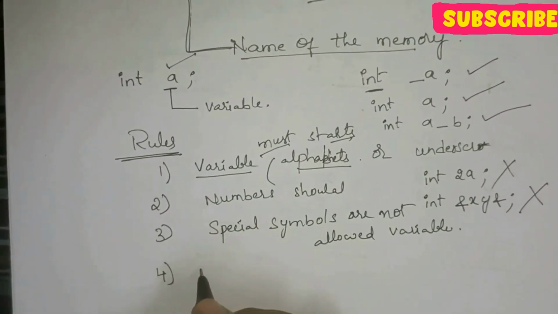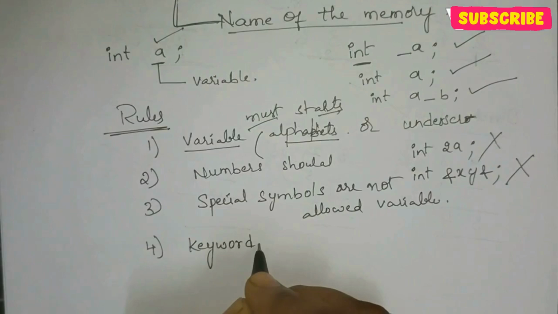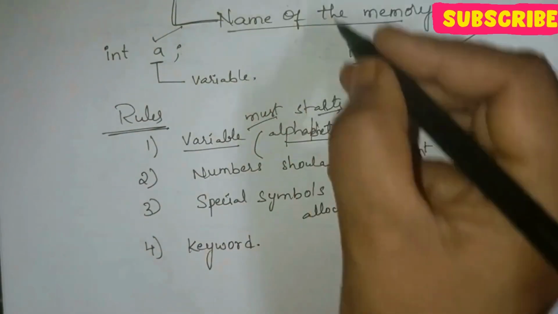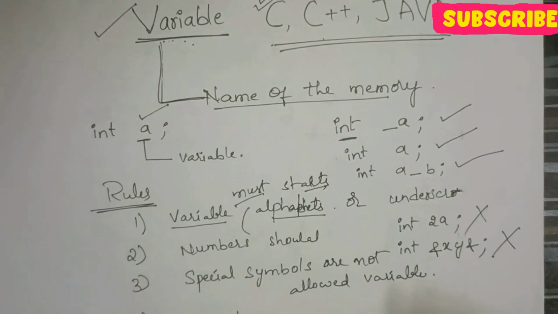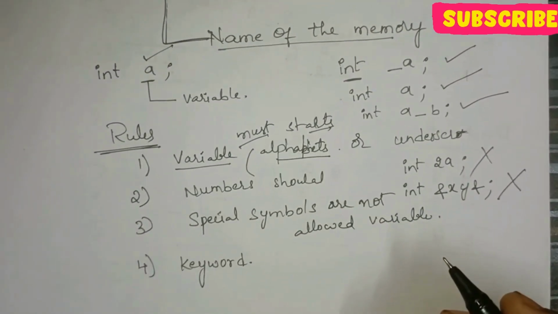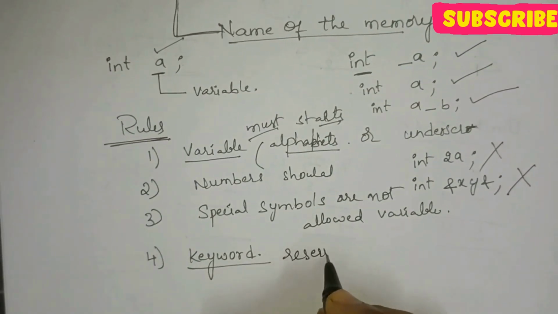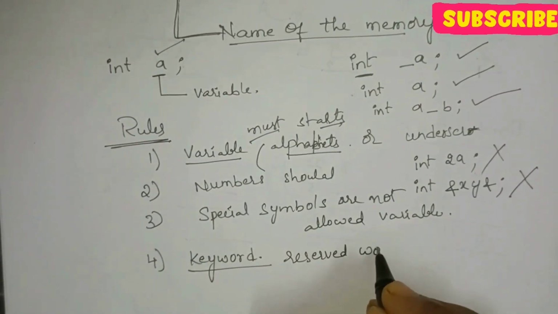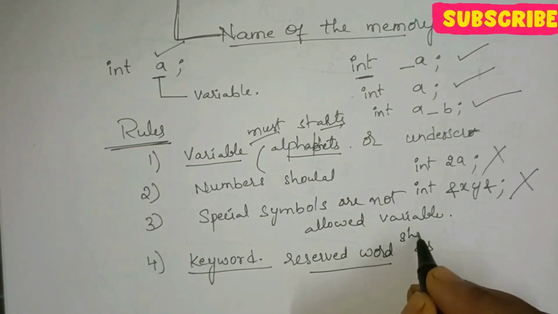And the keywords. Keywords are special reserved words in any language. In the C language we have 32 keywords, and in Java we have 50 keywords. We have so many keywords in a language, and those are reserved words. Those reserved words we cannot use as a variable. The reserved words should not be a variable.